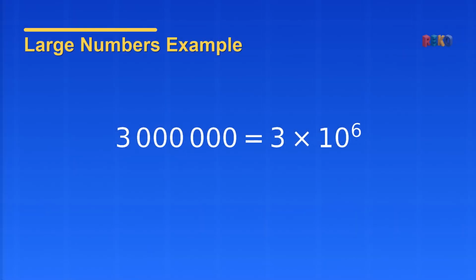3 million can be written as 3 times 10 to the power of 6, because moving the decimal point 6 places to the left gives the same value. Each jump of 1 place represents multiplying by 10, so 6 jumps means multiplying by 10 6 times. That's a million.